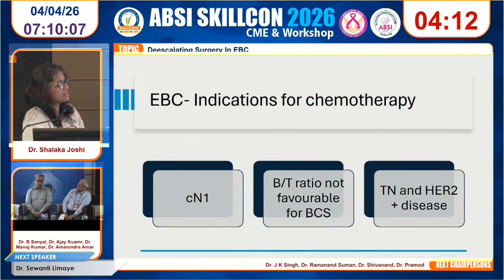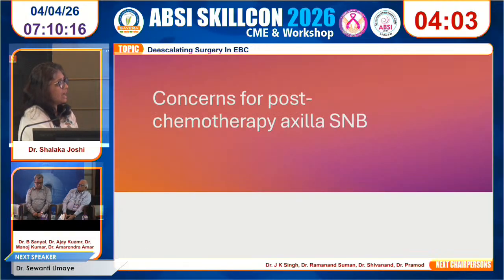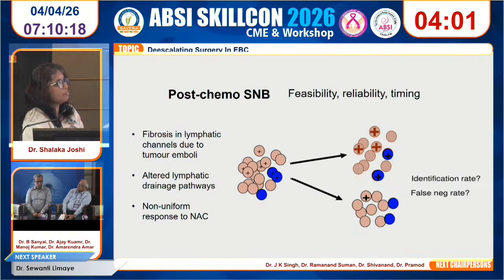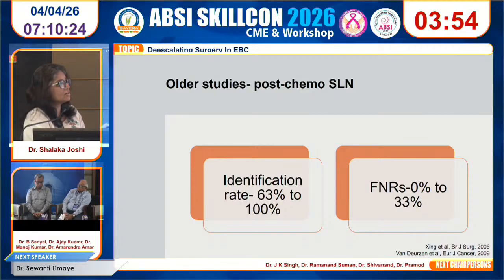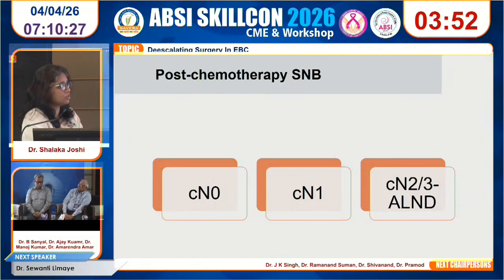If you have early breast cancer, now we are using more and more chemotherapy before surgery because of various reasons, including the BT ratio for surgeons. And the concerns here are you may not be able to identify reliably the negative nodes, or the sentinel node biopsy fails. Older studies showed a very high FNR of sentinel node biopsy alone.